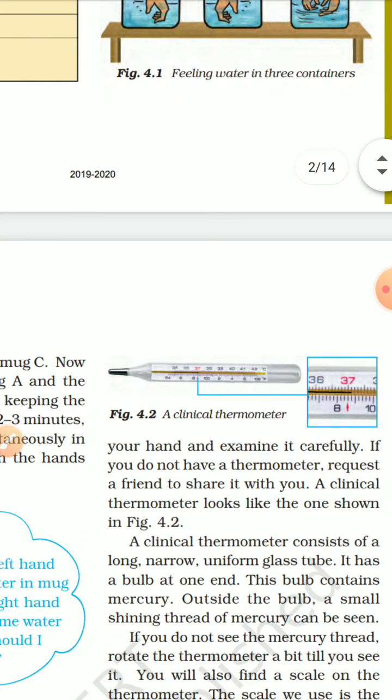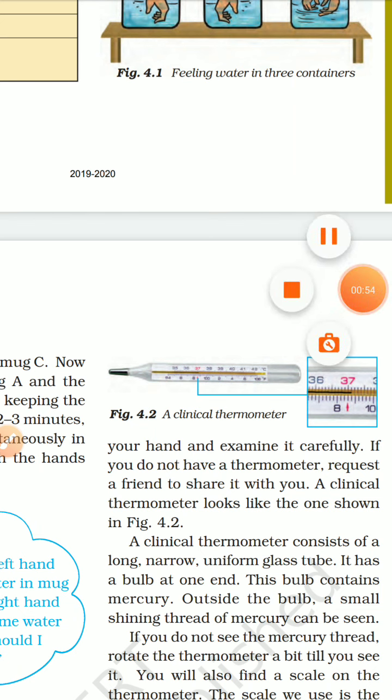Now, for thermometers, we have studied there are two types, clinical thermometer and laboratory thermometer. Now you have studied all this: what precautions we should take while measuring the temperature, how to handle a clinical thermometer, and how to handle a laboratory thermometer. This we have already discussed.